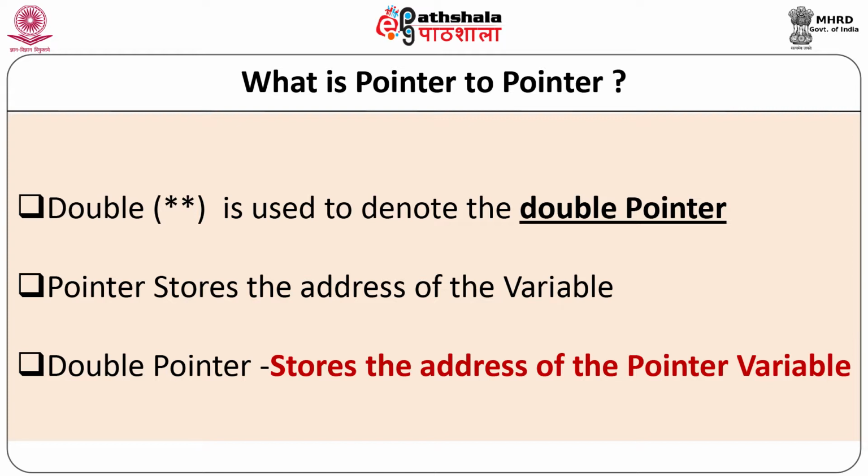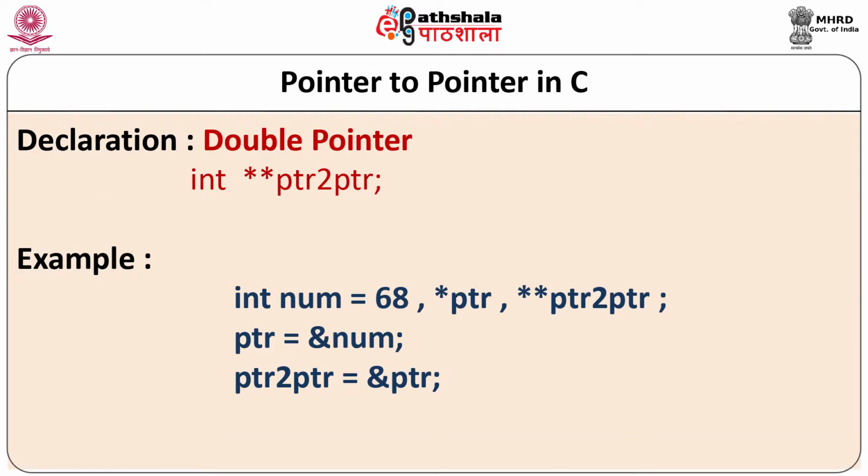Let us see the difference. Single pointer means *P and double pointer means **P. The double pointer stores the address of a pointer variable. A single pointer stores the address of a variable. Let us see how double pointers, or pointer to pointer, are declared in C language. This slide explains how double pointers are declared in C. You can see the syntax of a double pointer: int **ptr_to_ptr, where ptr_to_ptr means pointer to pointer.